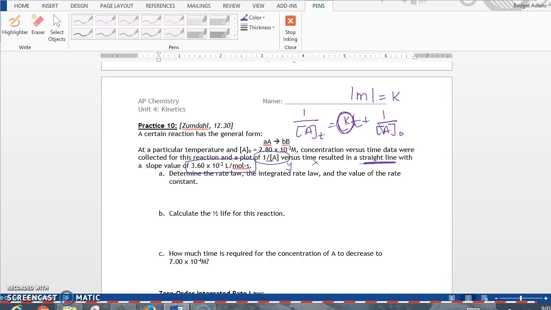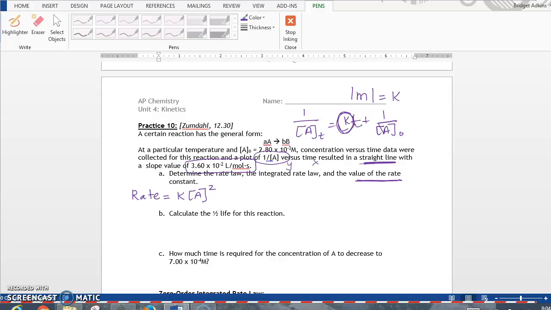All right, so in A they want us to determine the rate law, the integrated rate law, and the value of the rate constant. Let's do the easiest one first. The value of the rate constant, if we understand kinetics, comes from the slope, so K is just equal to 3.60 times 10 to the negative 2. For the rate law, if this follows second order kinetics, then I can say rate equals K times the concentration of A, and my exponent is 2 because it's second order.